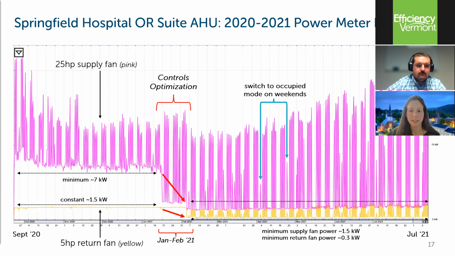Overall, I'd say that this project was really successful. And in fact, the hospital is planning to upgrade the rest of their pneumatic VAVs to DDC next year. And we're excited to use this sub-meter data to see what additional savings come out of it.